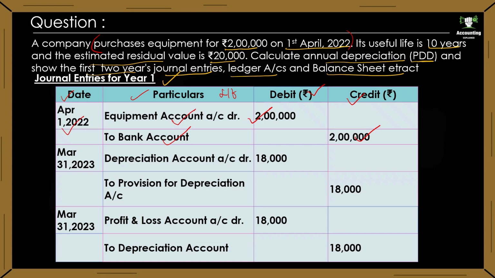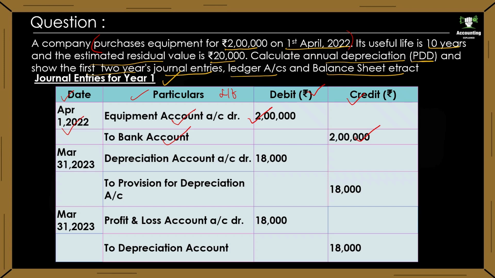What did I tell you? That depreciation will be taken to the provision for depreciation account, right? Unlike in the straight line method, where we took the depreciation to the asset account, here we are not going to take it to the asset account. We are going to take it to the provision for depreciation account. I will explain the journal entry now.